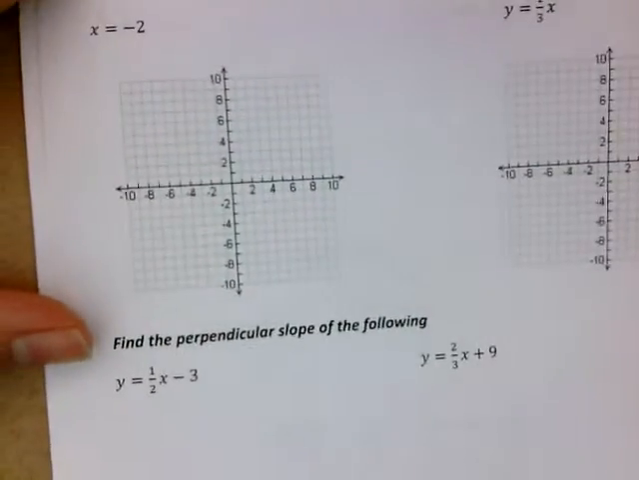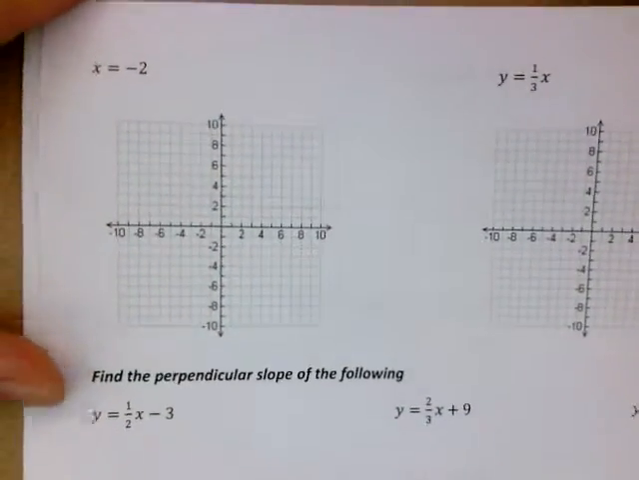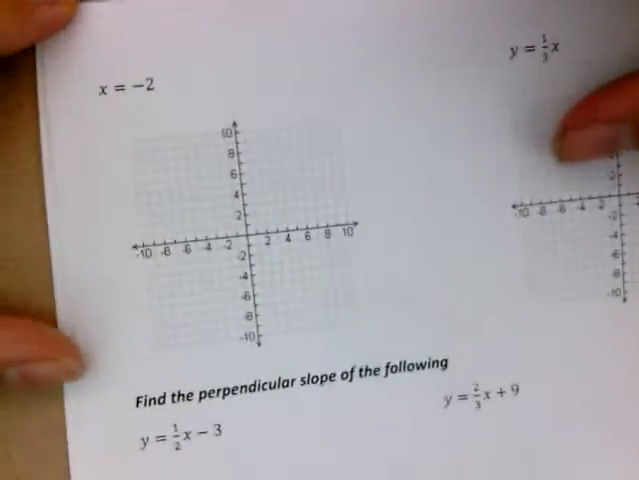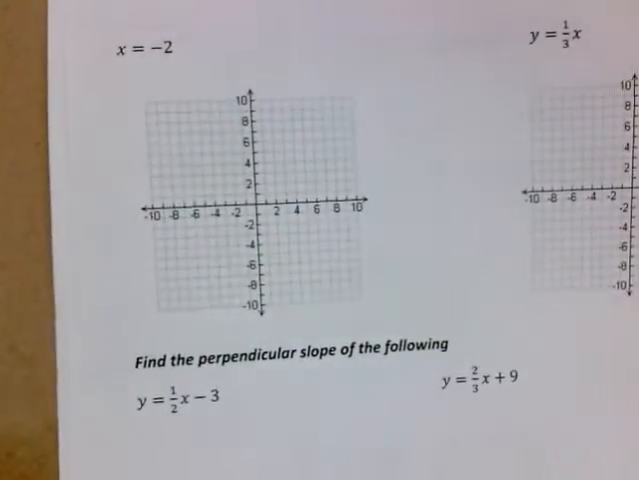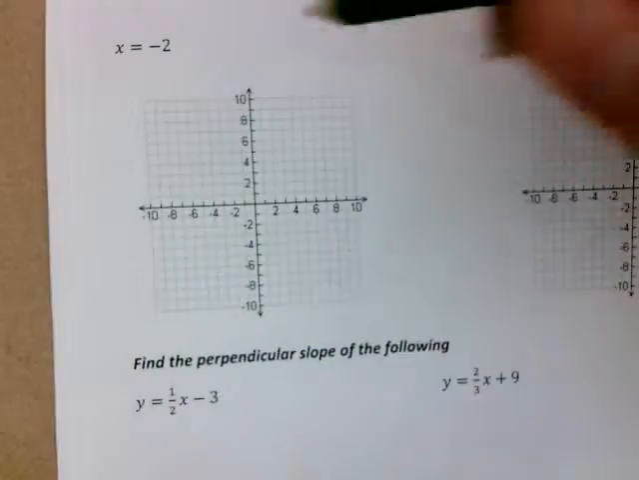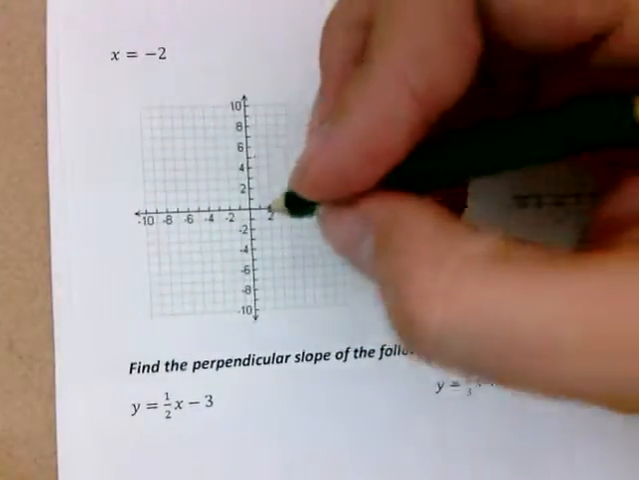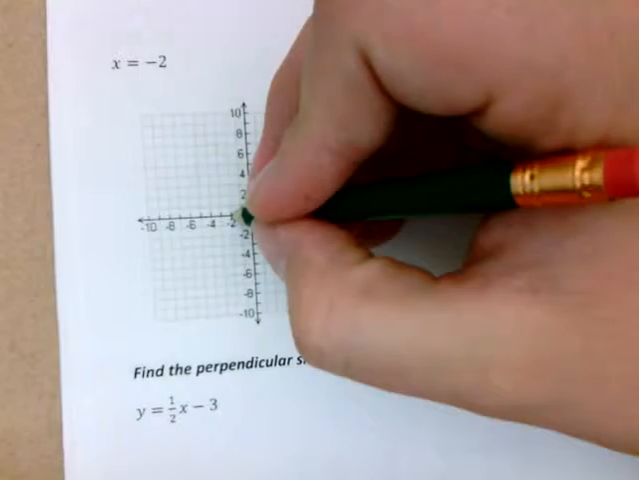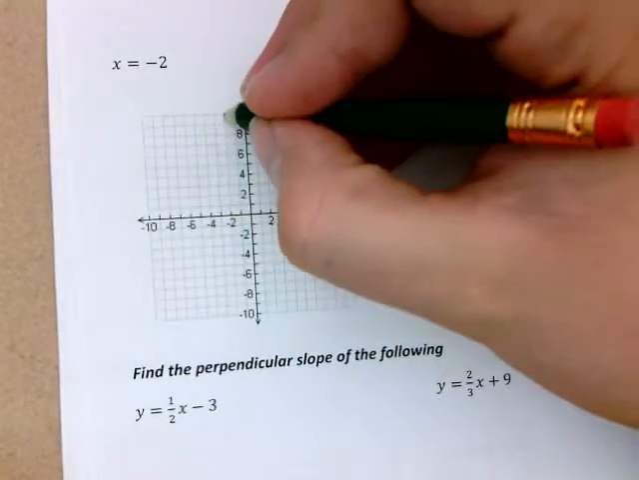Alright guys, I'm starting page 2 now. Page 2, so the first step. We have x equals negative 2. On the last page, we had y equals 4. And remember, y equals is horizontal, x equals is vertical. So we're going to find where x is equal to negative 2, which is right here. We're going to go up.